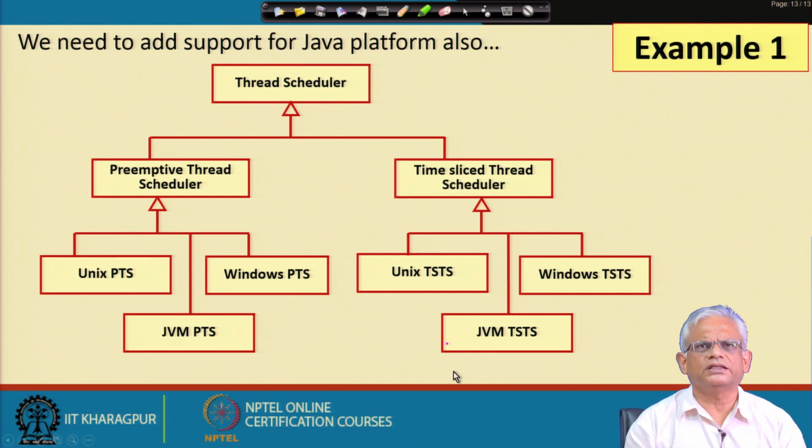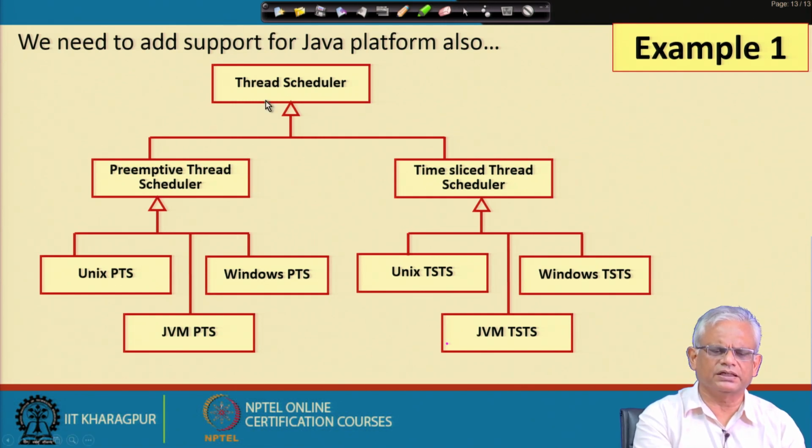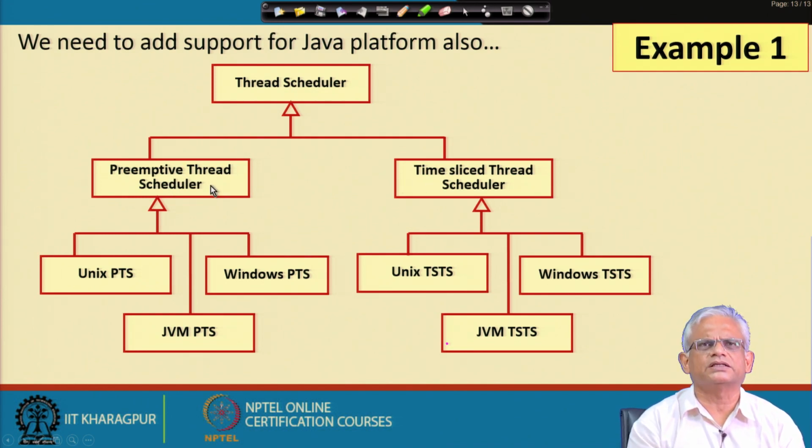as new changes occur to either the abstraction or the implementation concepts. We need to apply the bridge pattern, separate out the abstraction and the implementation and provide a bridge between that. Now, what is the abstraction here? The abstraction are the different types of thread schedulers. It is very easy to see here in this simple example that there are two basic types of thread scheduler. One is the preemptive scheduler and the other is the time slice scheduler.